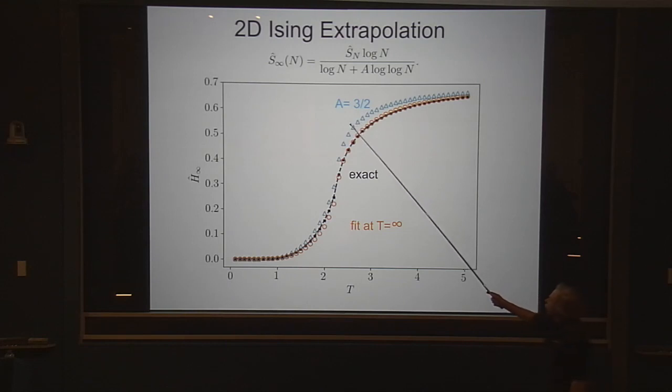Here's what any physicist would look at first, the two-dimensional Ising model, okay? If you use the same number A here as you did for the other, you're off. So A is not just a fixed number here for the extrapolation. But if you take the compression and you fix the point at infinity, whose entropy you know very well, this is what you get. And again, it's pretty good and it gives you the critical point pretty well, but it's not exact, okay?